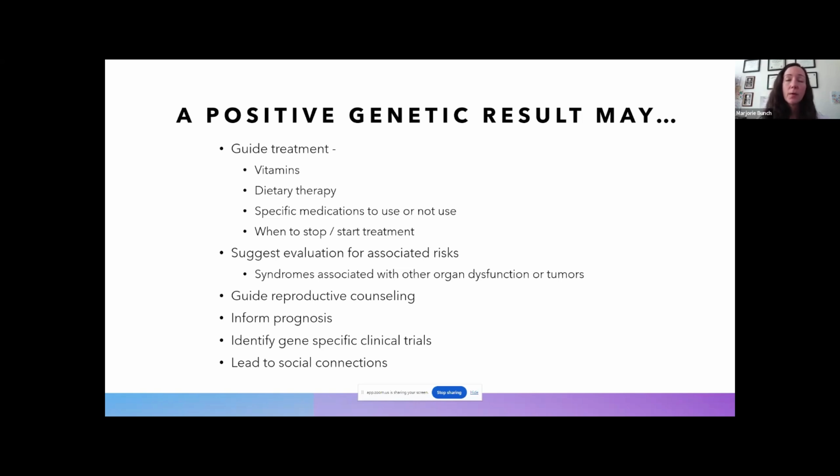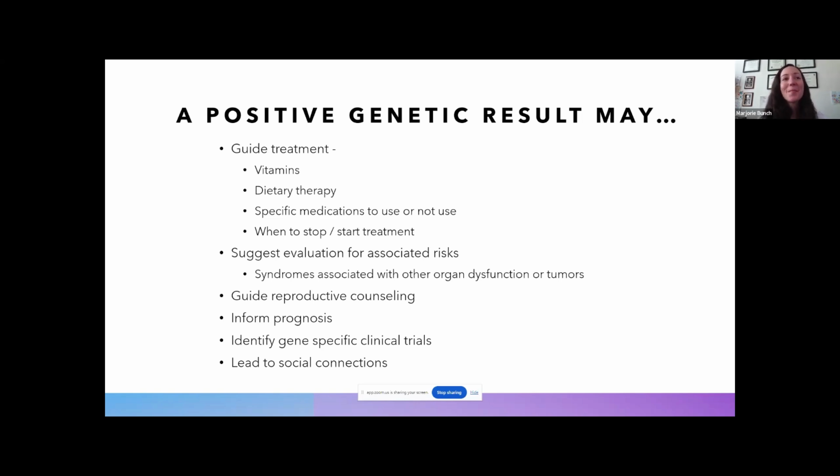So maybe there's a syndrome that wasn't identified, and then we have to look at other organs and do screening tests on other organs for problems that maybe we didn't know about, or look for tumors somewhere. A positive result can help guide reproductive counseling. How likely are my children to get this gene? They can inform prognosis. Is this something that someone outgrows, or do they live with it, or is it progressive and degenerative? Somebody might be able to join a gene-specific clinical trial, and I think in the future, clinical trials are all going to be stratified by genetic makeup.